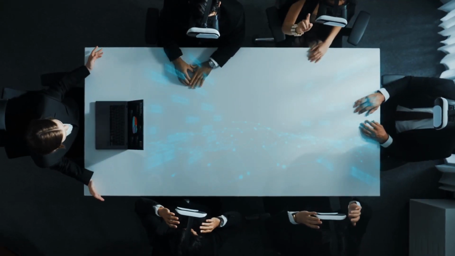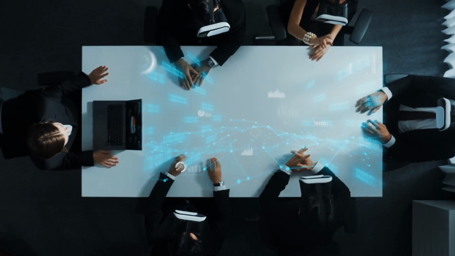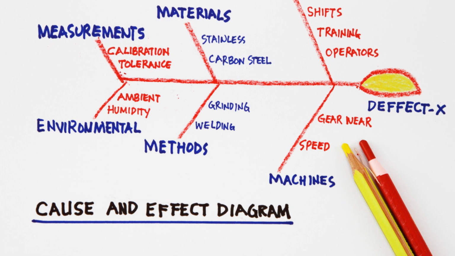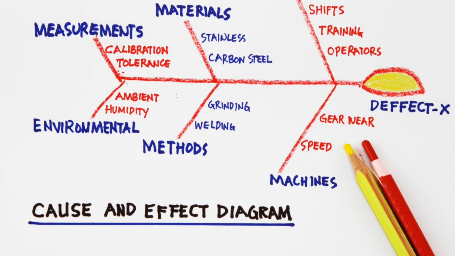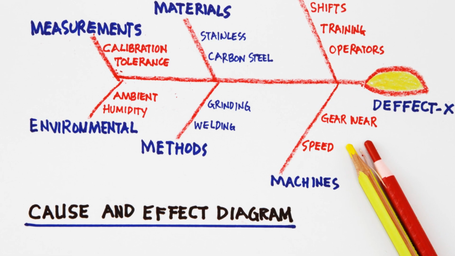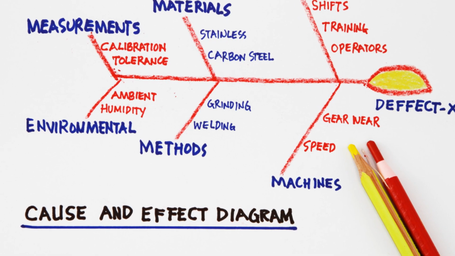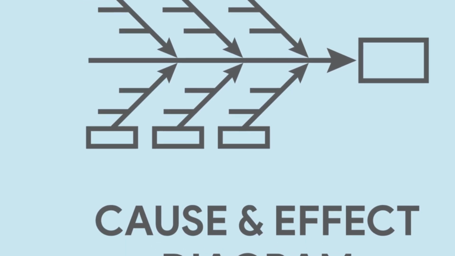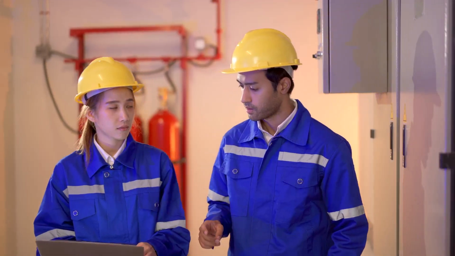Another handy tool is the Fishbone Diagram, also known as the Ishikawa diagram. This visual aid looks like a fish skeleton with the head representing the problem and the bones branching off into different categories of potential causes like people, processes, equipment, and materials. By breaking it down this way, you can systematically explore all the possible root causes.